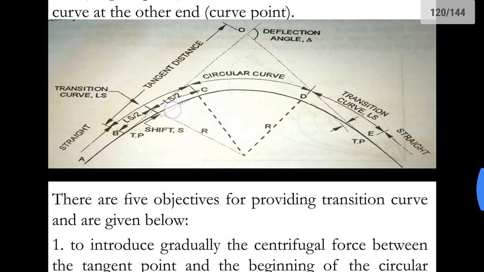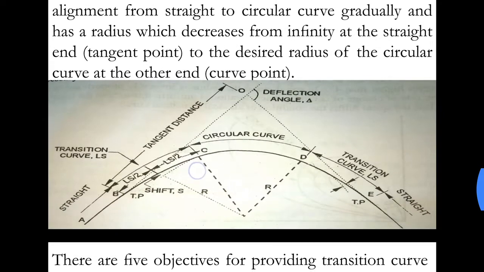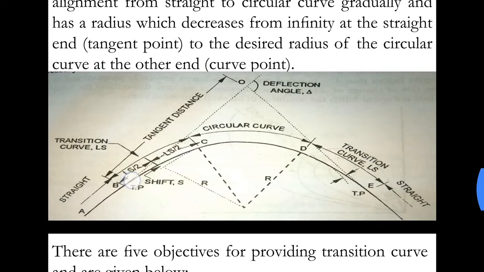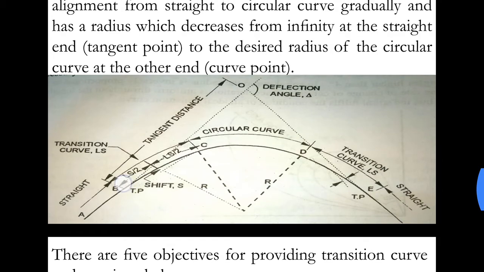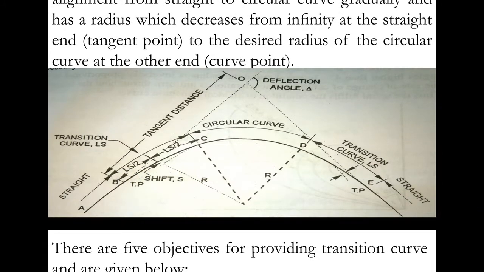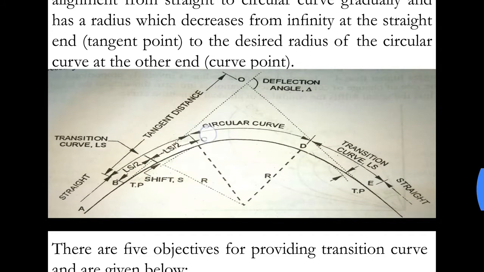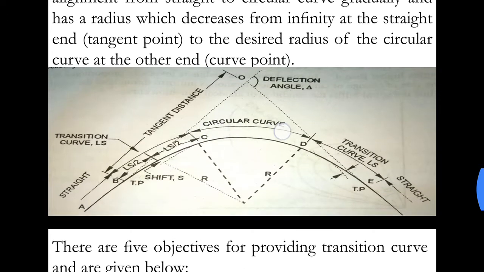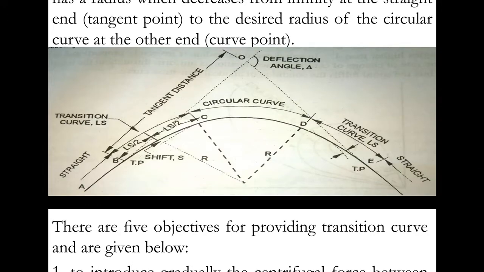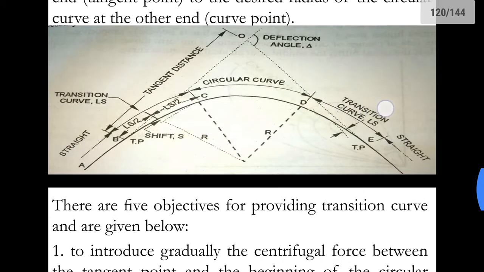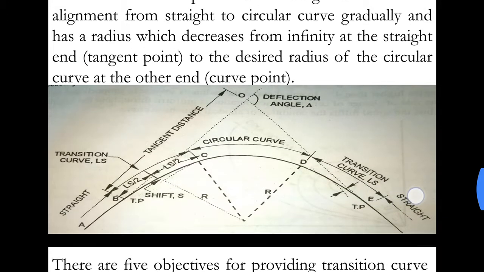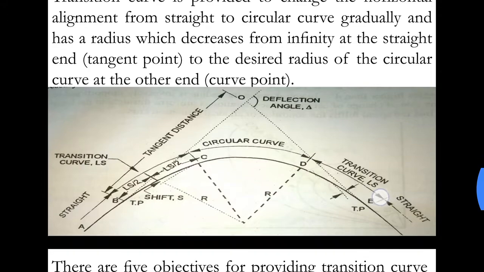This transition curve will have varying radius at all the points. It will have a radius of infinity at the point of start or the tangent point, and it will have a radius of r at the point at which it connects the circular curve. Similarly, when it leaves the circular curve, it will start with a radius of r and it will end with a radius of infinity when it joins the straight path. So this is a transition curve.